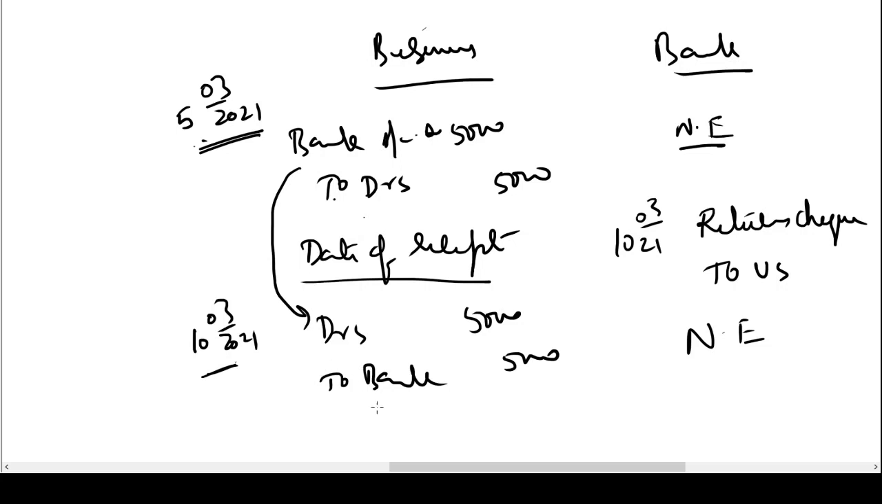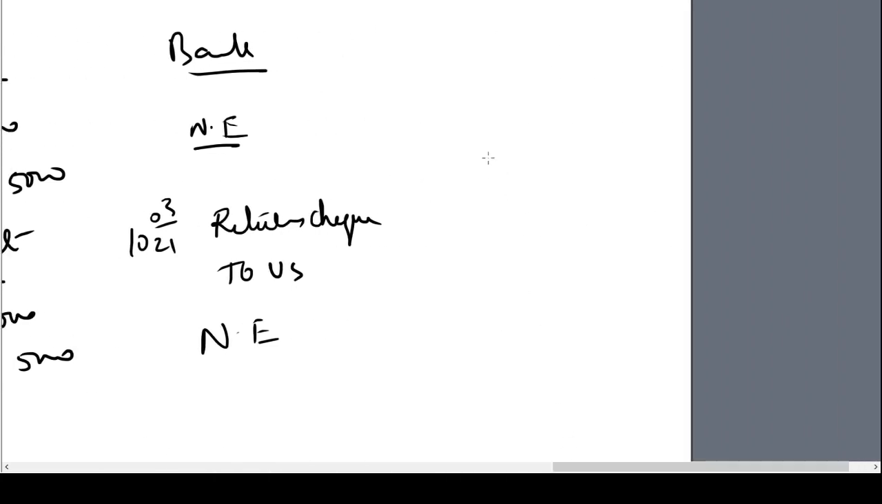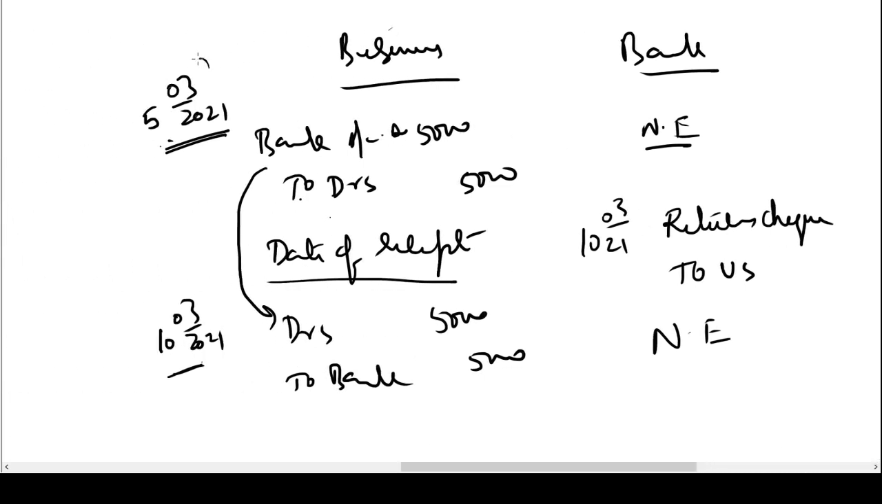So what happens is on 5th March, when we received the check, we have recorded this entry. Because of this, the bank account as per our books will show a higher balance, whereas the bank books will show a lower balance because there is no entry in their books of account. But on 10th March when we reverse this entry, the balance as per the books of the business and as per the books of the bank will become equal.